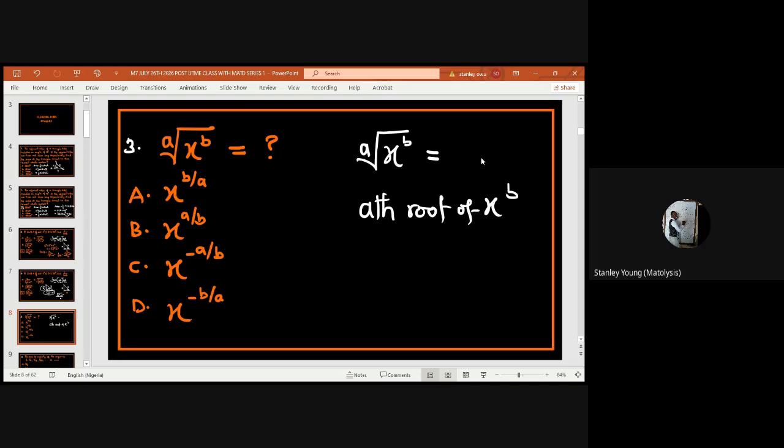According to the law of indices, this can be written as x raised to the power of b, raised to the power of 1 over a. Why? If I give you something like the nth root of y, it's the same thing as writing y raised to the power of 1 over n. So the solution to the problem there is x raised to the power of b over a. That is the final answer, and that's option A.